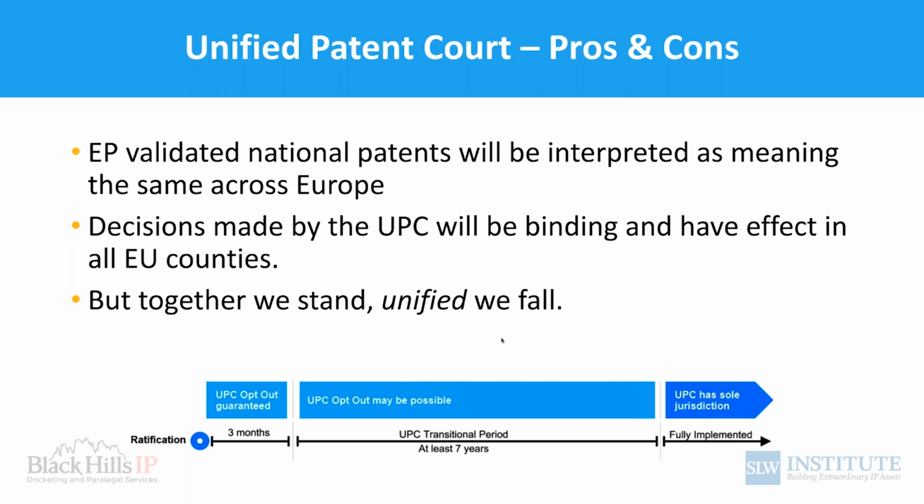Therefore, the UPC could be a useful litigation tool to obtain an injunction across all countries covered by the EP patent, rather than having to apply the national injunctions as is the present case. The counter to that is, together we stand, united we fall. This means your European patent could be vulnerable to central attack, where all countries covered are wiped out in the proceedings brought before the UPC.